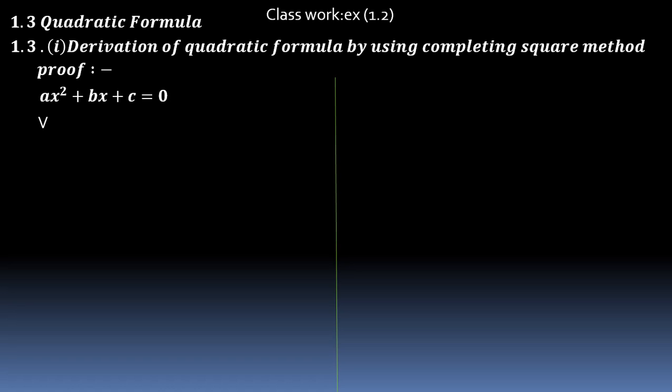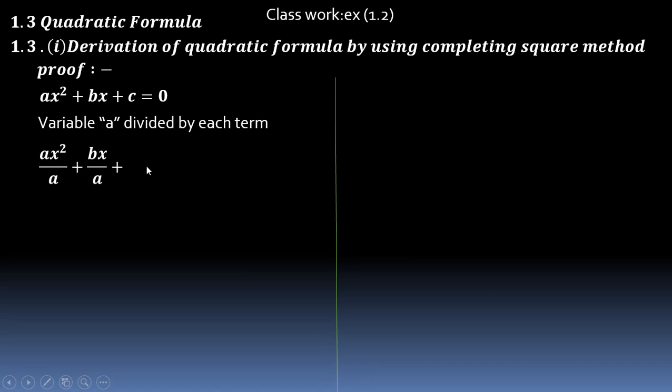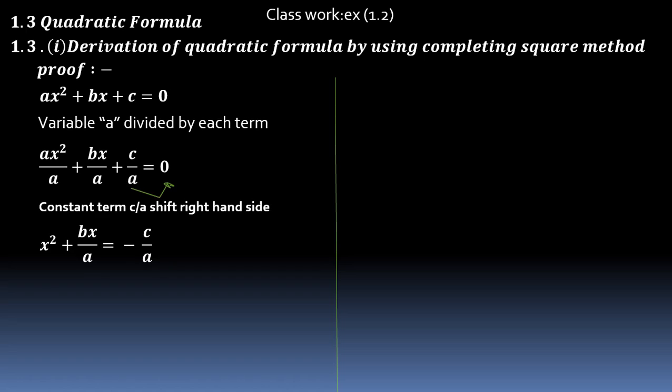Proof: ax square plus bx plus c is equal to 0 is the standard quadratic equation. Divide each term by the variable a: ax square upon a plus bx upon a plus c upon a is equal to 0. C upon a shifts from the left hand side to the right hand side, and the sign will be changed. x square plus bx upon a is equal to minus c upon a.